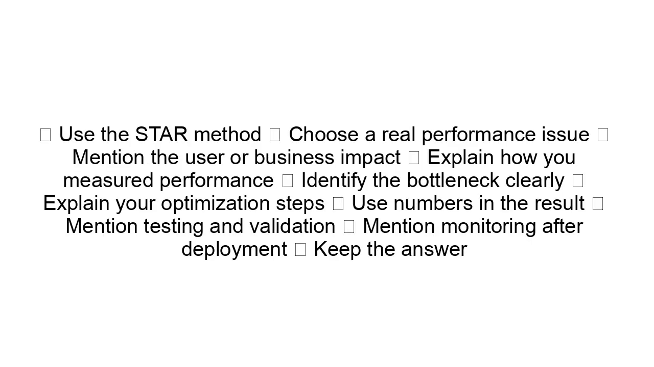Best practices for answering this question. Use the STAR method. Choose a real performance issue. Mention the user or business impact. Explain how you measured performance. Identify the bottleneck clearly. Explain your optimization steps. Use numbers in the result. Mention testing and validation. Mention monitoring after deployment. Keep the answer around 2 minutes.